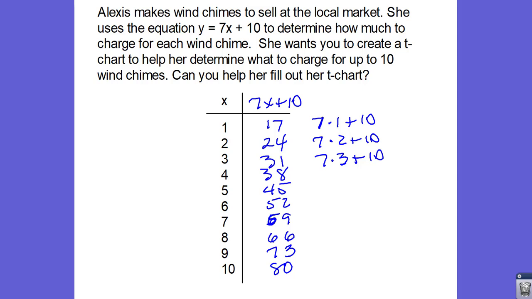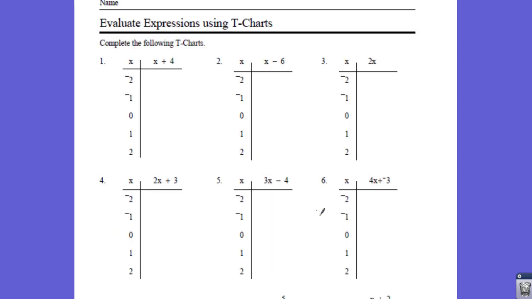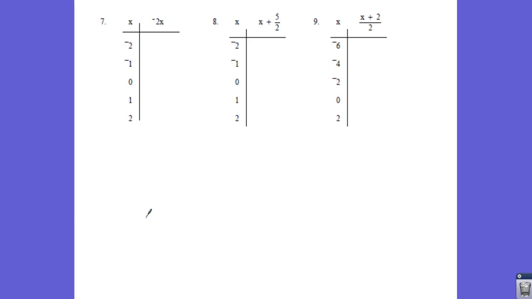So what I'd like for you to do for your assignment today is you're going to be given a few T-charts that I would like for you to fill in. If I give you the expression, I want you to fill in your T-chart. Now in each one of these, I expect to see the work done for the first three x values. So I should see on this first one, negative 2 plus 4, negative 1 plus 4, 0 plus 4, and then you fill in the appropriate values here. And you do that on all 9 of these problems. Okay, until next time.